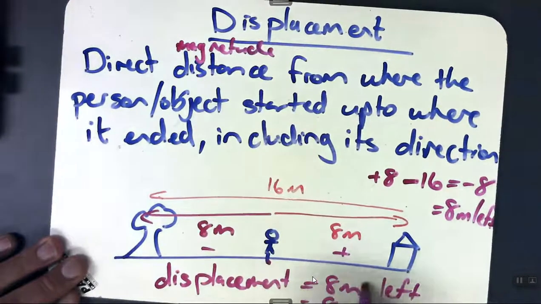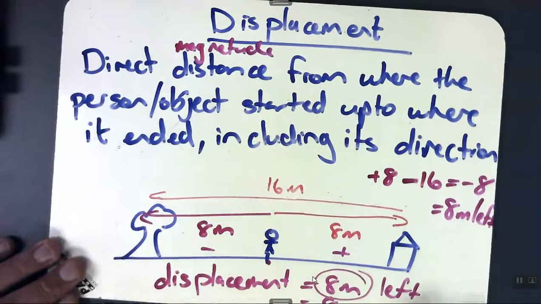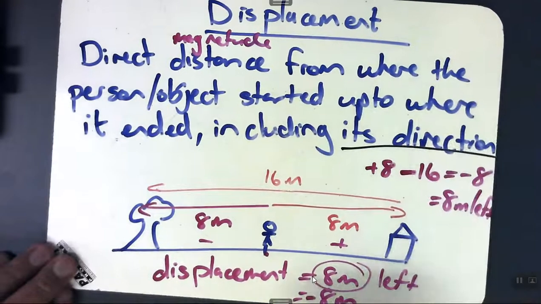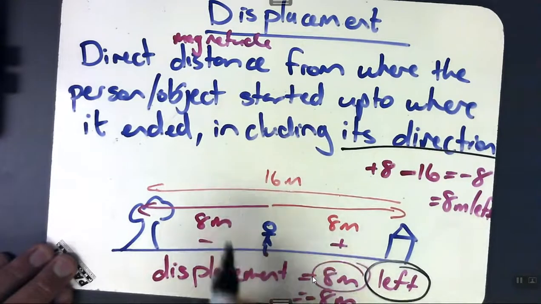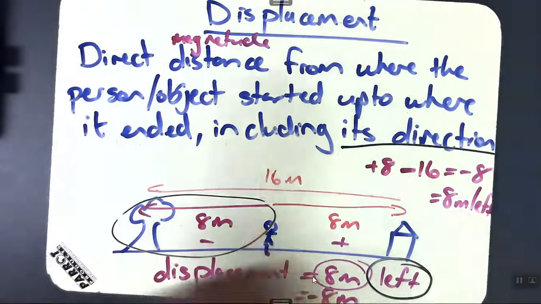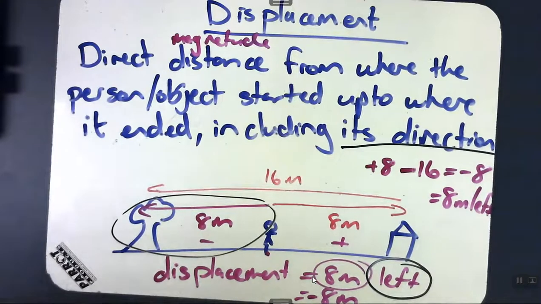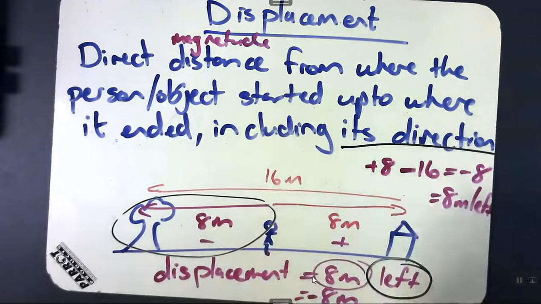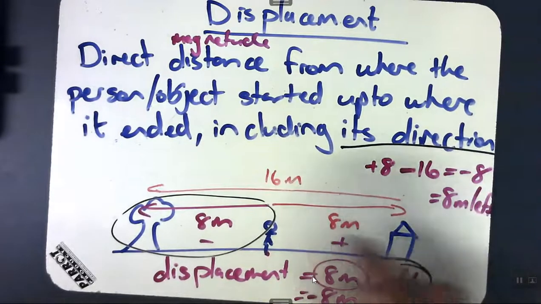So the magnitude is 8 meters, and then we need a direction, and the direction is indicated over here, which is the left or the negative. So displacement is dependent on direction. If it's in opposite directions, we subtract. If it's in similar directions, we add.